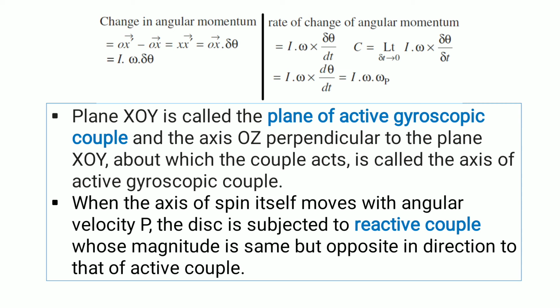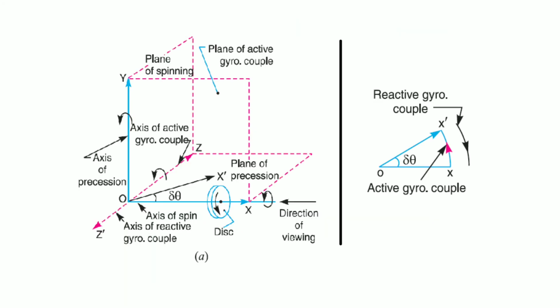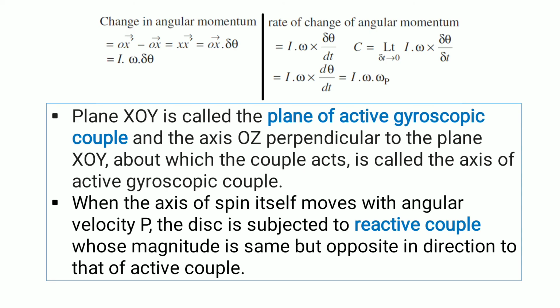Plane XOY is called the plane of active gyroscopic couple, and the axis OZ perpendicular to the plane XOY, about which the couple acts, is called the axis of active gyroscopic couple. When the axis of spin itself moves with angular velocity p, the disc is subjected to a reactive gyroscopic couple whose magnitude is the same but opposite in direction to that of the active couple.